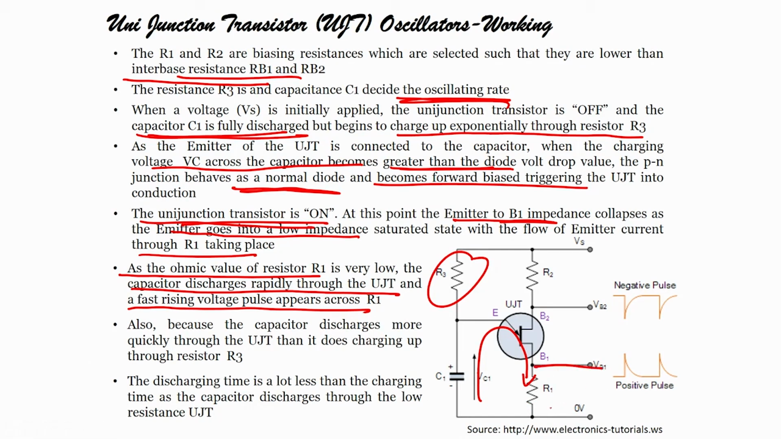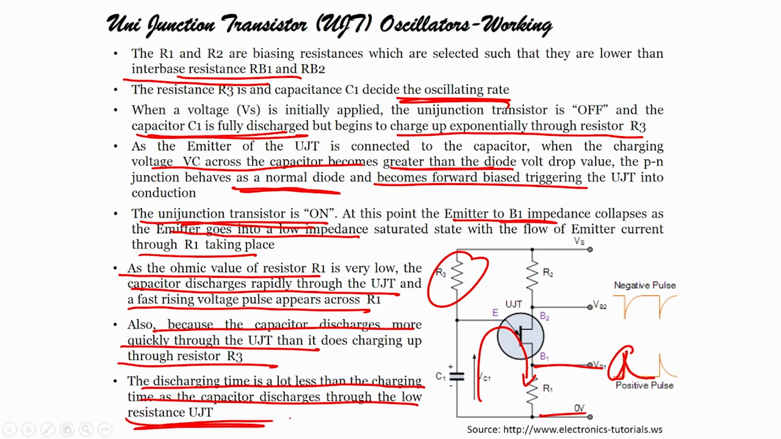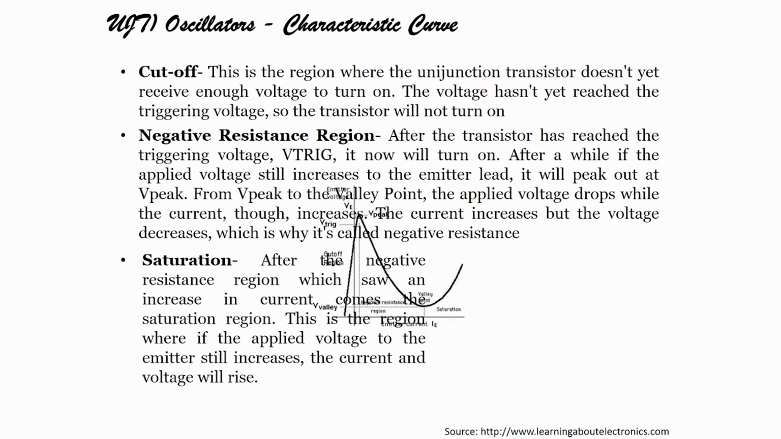Here, if I measure the voltage across R1, what will I find? It will result in a fast rising spike. You see the fast rising spike, because the capacitor discharges more quickly through the UJT than it charges through resistor R3. This discharging time is a lot less than the charging time, as the capacitor discharges through the low resistance of the UJT.